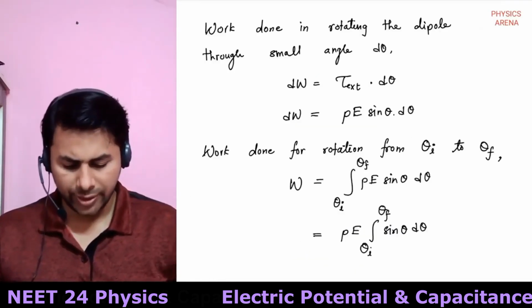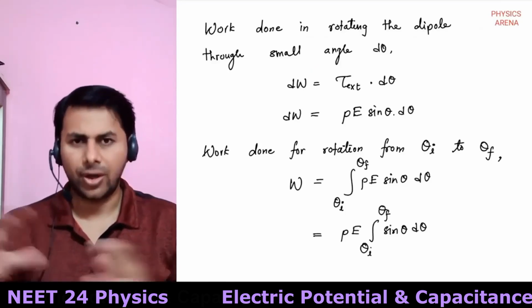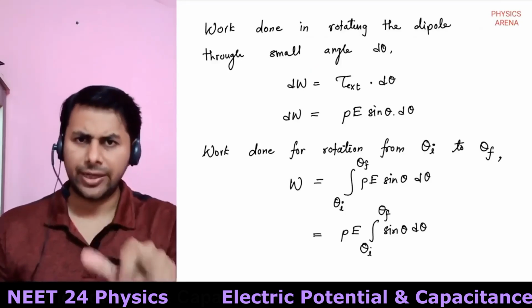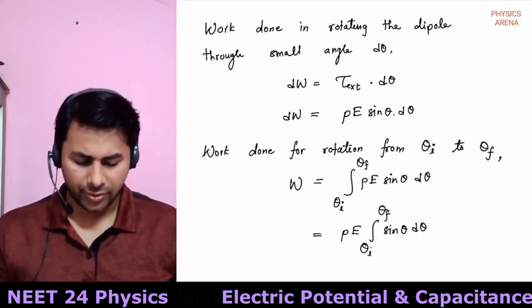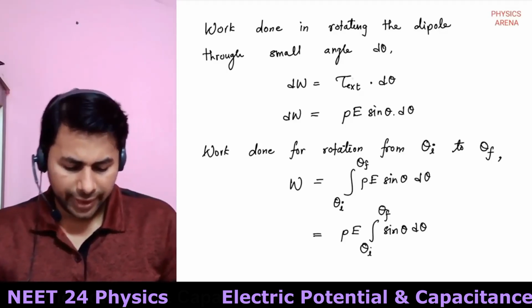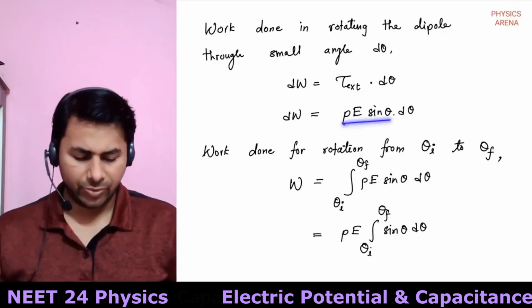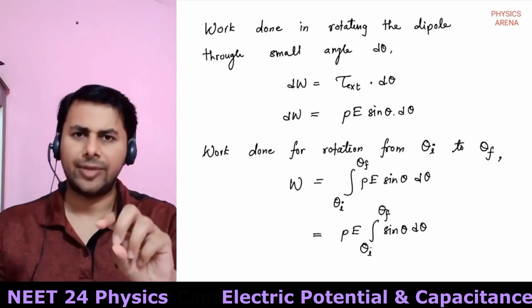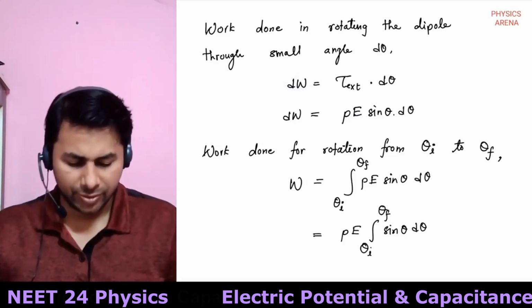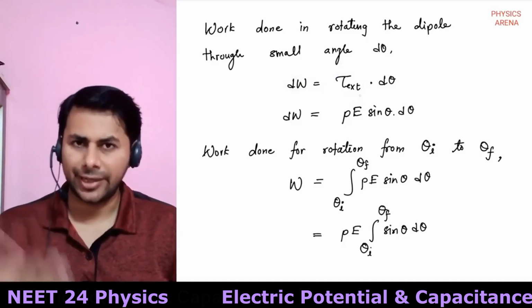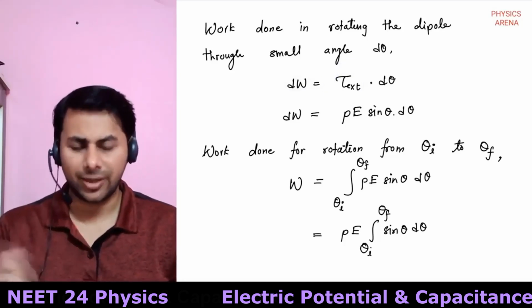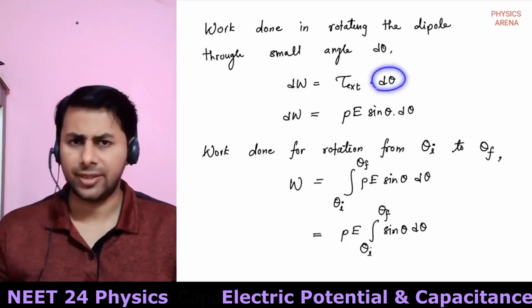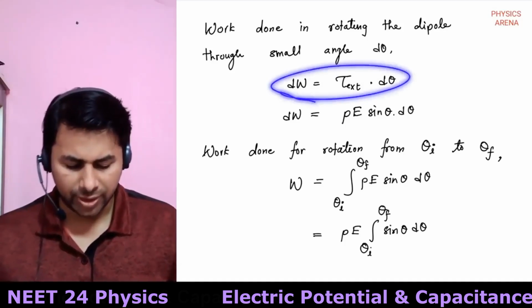Work done would be equal to what? Just the torque exerted. Okay, you will have to exert some external torque. So the external torque's magnitude will be equal to P sine theta only, right? So work done to rotate it by angle d theta will be equal to this external torque, exerted against the torque due to the electric field, multiplied by d theta. This is the small work done.